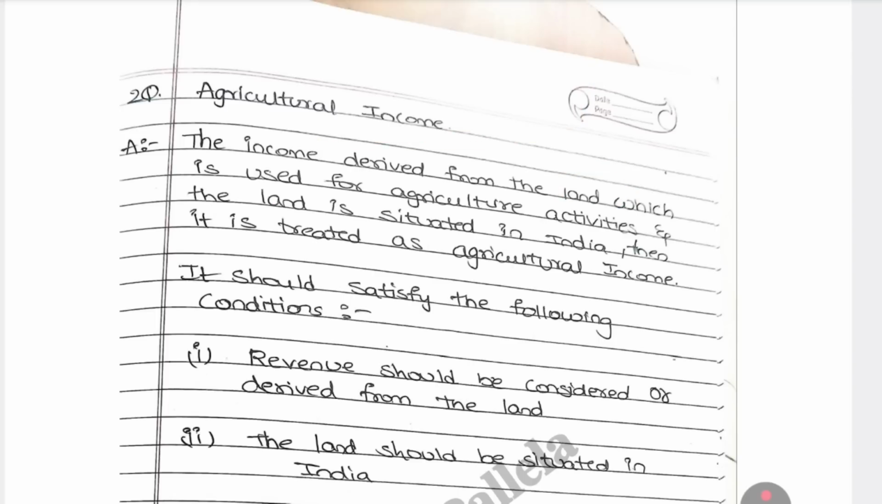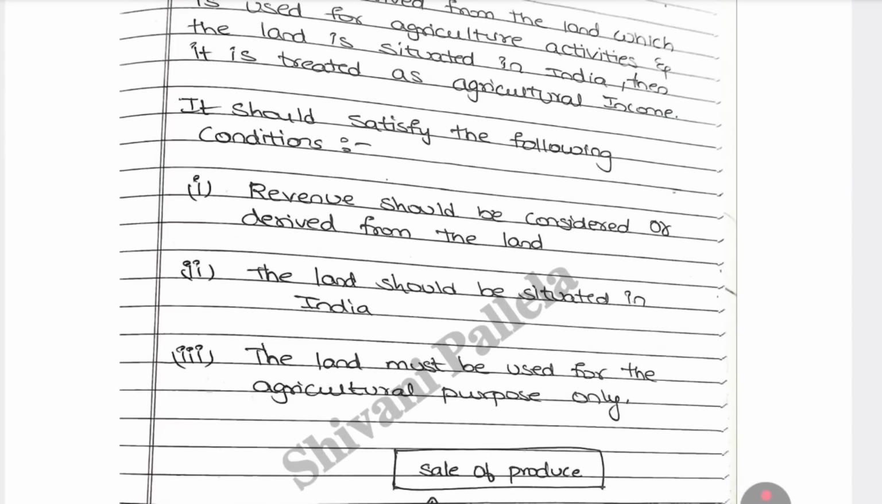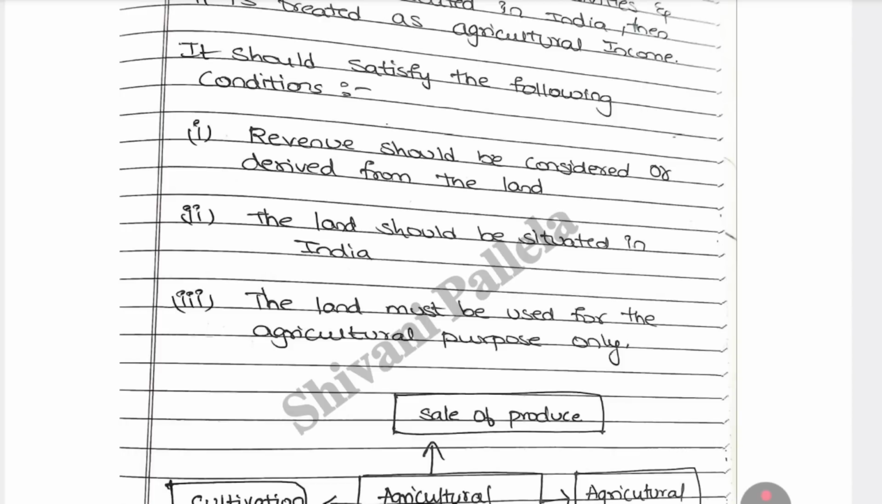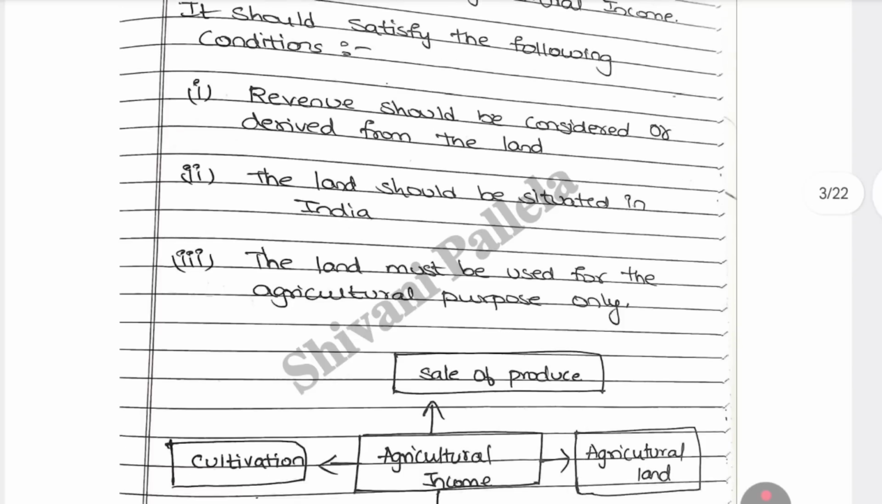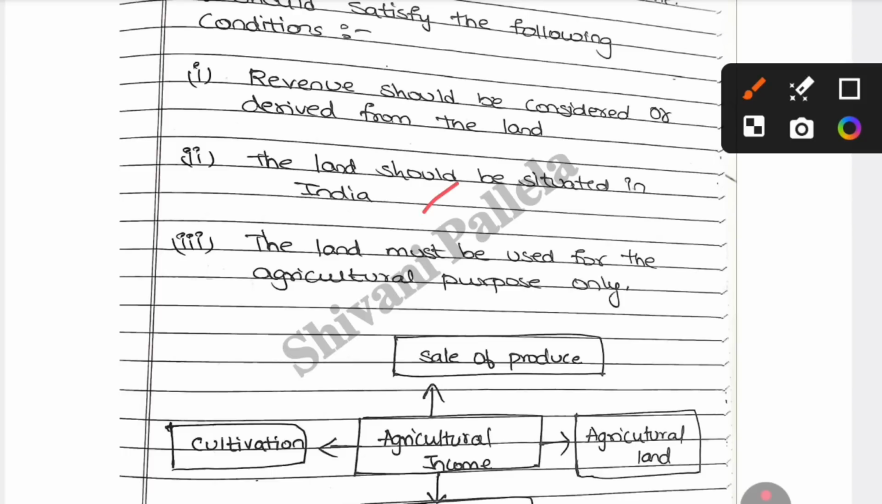So for it to be agriculture income, what are the 3 conditions to satisfy? The revenue should be generated directly from the land, that is, from the agriculture land directly. Next, the land should be situated in India. Whatever agriculture land you are having, it should be situated in India only. The third rule is that the land must be used for the agriculture purpose. Whatever the land is there, it should be used for the agriculture purpose only.